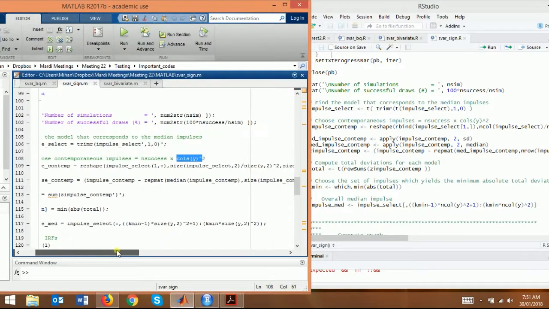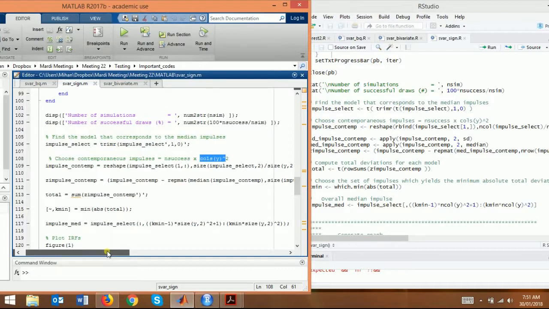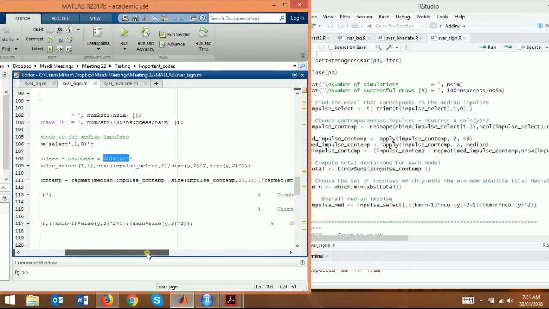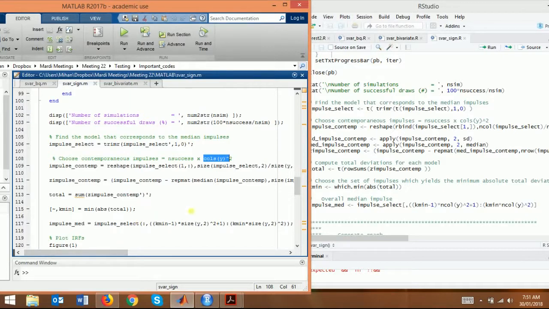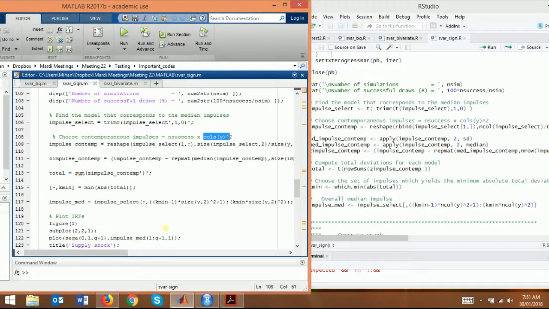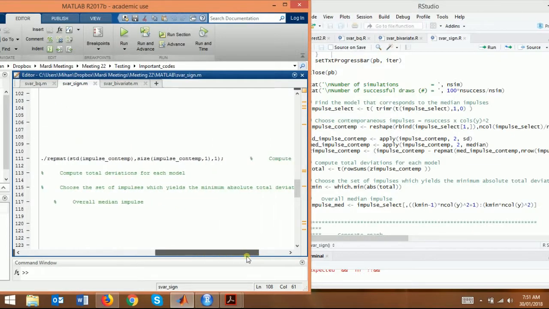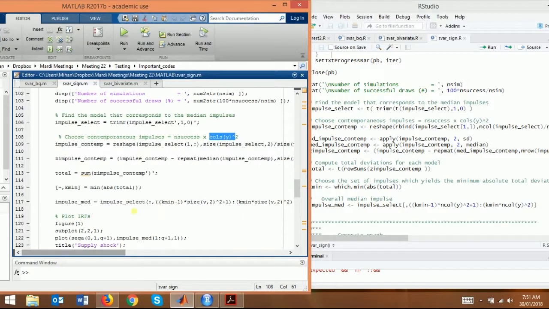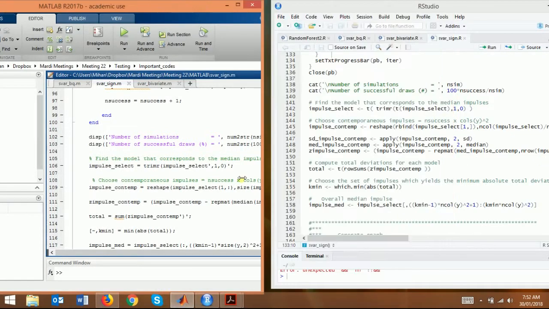Contemporaneous impulses. Okay, reshaping. I impulse, Z impulse. I'm really not interested from here on. Taking total and taking the median and overall median impulse. Choose the set of impulses which has the minimum absolute total deviation. So these are important for sign restriction. Just have a look.